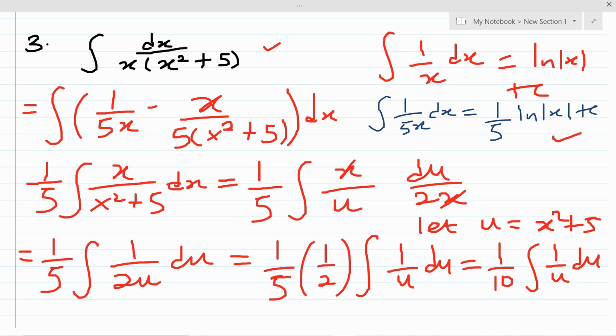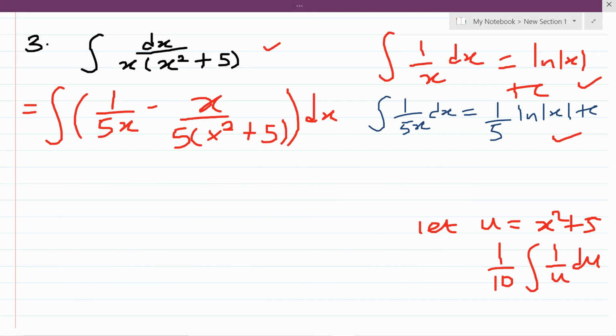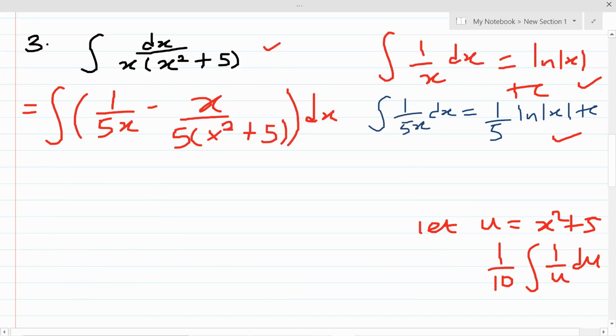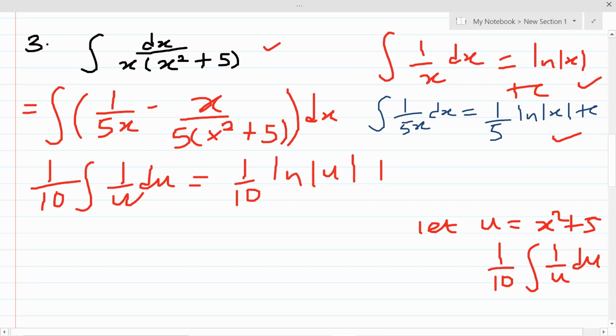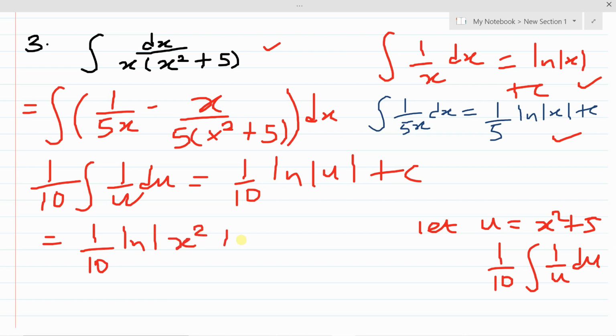So now we are good to go, because everything is sent back to this definition. All right, let's look at it. So now we have 1 over 10 integral of 1 over u du, and this will be equal to 1 over 10 ln of what? u plus c, and our u is x squared plus 5, so the whole of this will give us 1 over 10 ln of x squared plus 5 plus c.